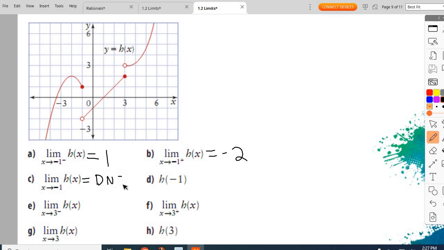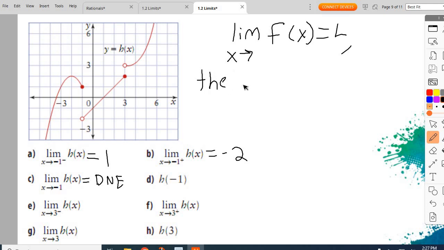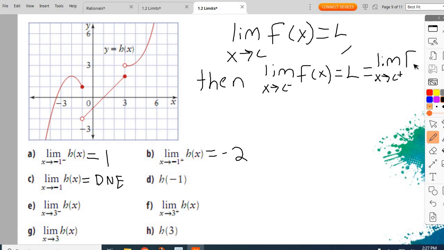So basically, in order for the limit as x goes to c of f of x to equal L, the limit as x approaches c from the left of f of x must equal L, and the limit from the right of f of x must also equal L. They have to equal the same thing in order for the overall limit to exist.